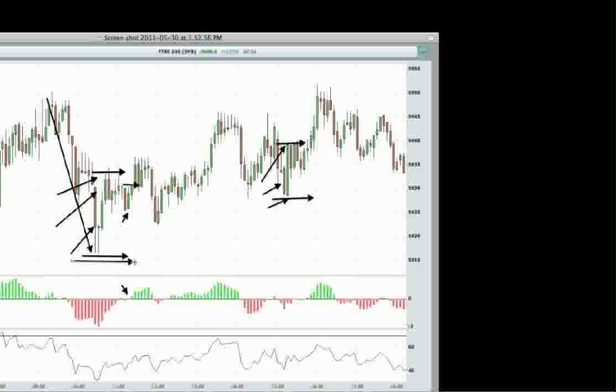One thing I will point out as well is that you need to be aware of short-term support and resistance. Just make sure when you do enter a trade that it's not very close to a key area of support and resistance.